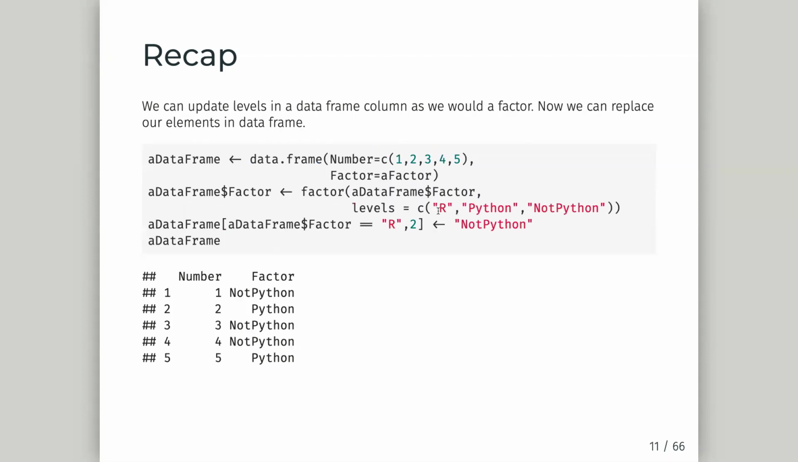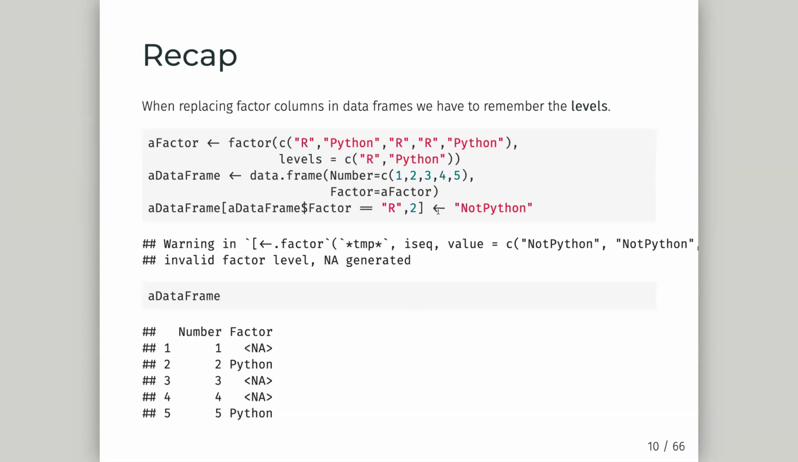Just to keep us on our toes, for data frames and factors, we can't replace a value in a factor with something which isn't in the levels of that factor. So in this case, creating a factor of R, Python, R, Python, I set the levels to be R or Python. If I then try and add a value into this called not Python, it gives me a sensible warning, and it's going to say invalid factor level, NA generated. And then I can see for every value which was R, which I've tried to replace with not Python, it's actually just giving me an NA.